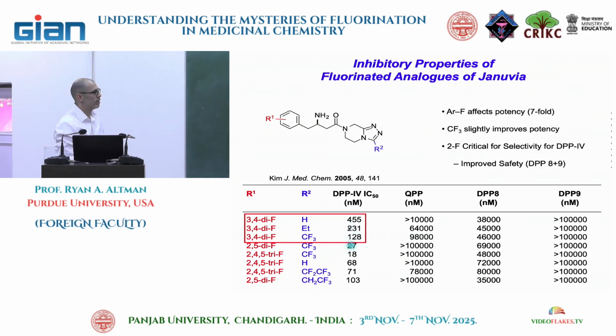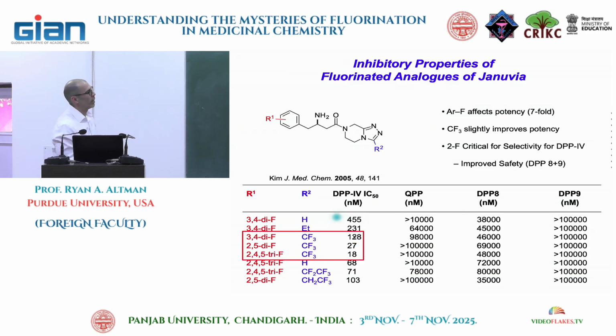The CF3 is definitely more potent. But you don't necessarily have a huge jump. That's like 3-fold, 3.5-fold. That's not amazing for getting 3 fluorine atoms well positioned with good intermolecular interactions. Those are pretty minor improvements in potency there.